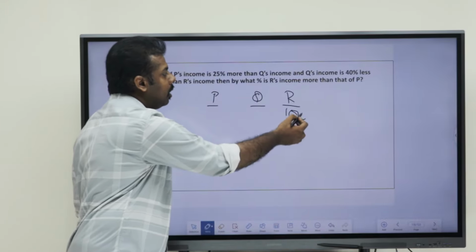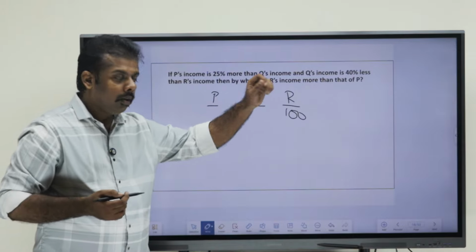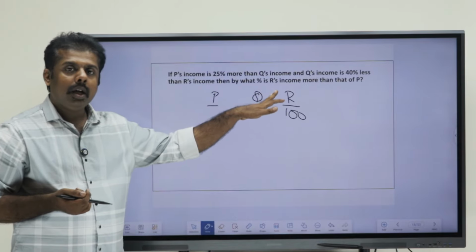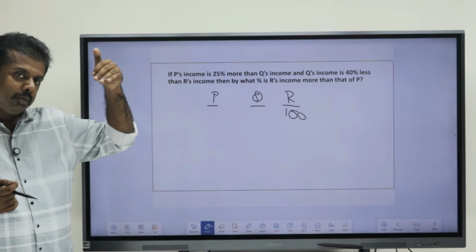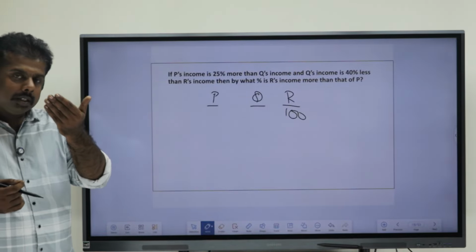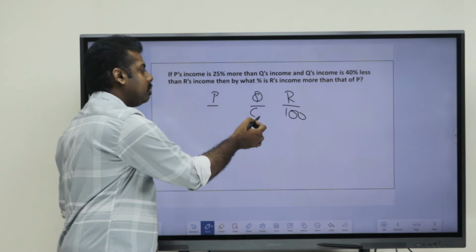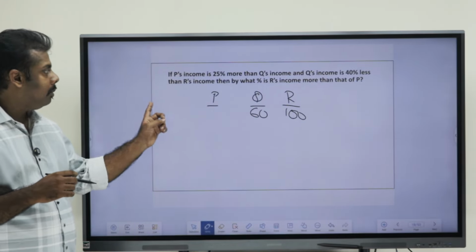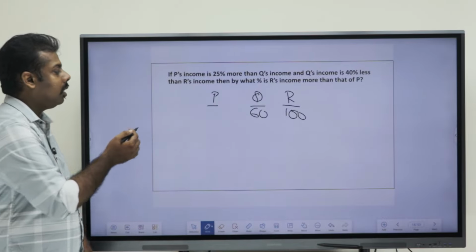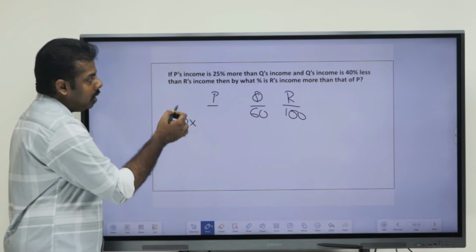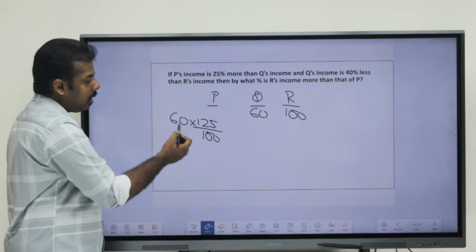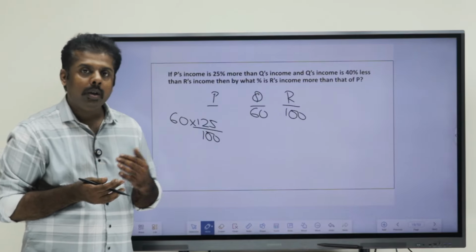So, if I am taking the income of R as 100, now Q and R, what is the relation? The income of Q is 40% less than that of R. So, if R's income is 100, then Q's income has to be, 40% of 100 is what? 40. There is a decrease of that. So, Q's income has to be what? 60. Now, you can compare P and Q. P's income is what? 25% more than Q. So, Q's income is 60, and 60 with a 25% increase, that value is 125% of Q, which is P's income.